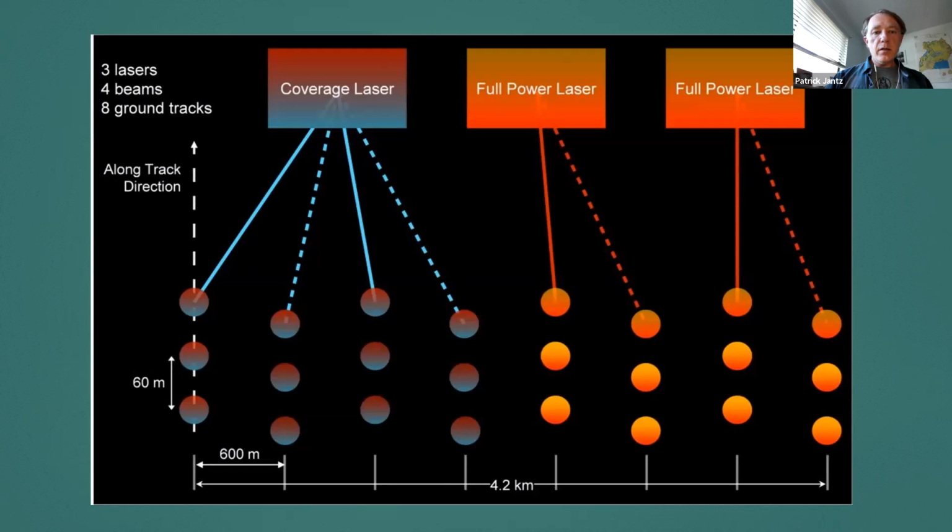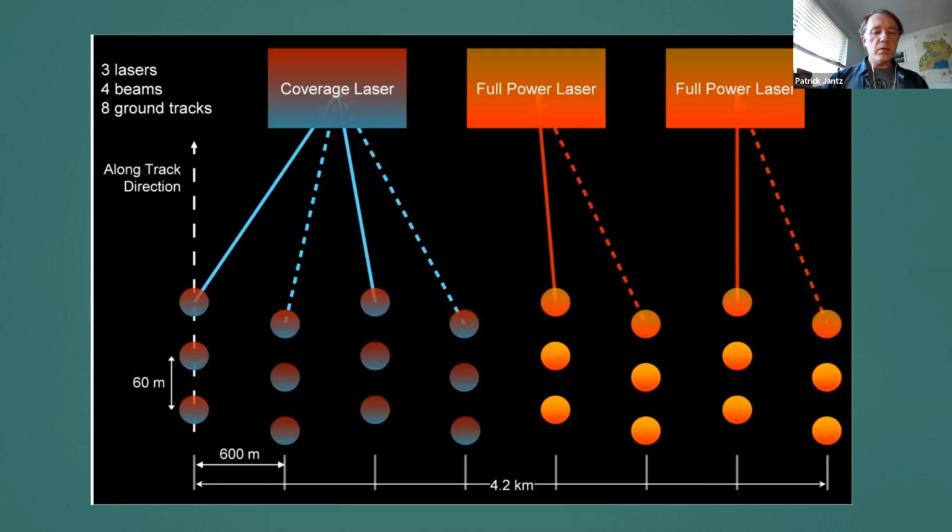So it's not wall-to-wall coverage; it's a sampling LiDAR. Here's a schematic of how that looks: 25-meter footprints separated by 60 meters along track and 600 meters across track. There are a couple of different types of beams, and in general these do a good job of penetrating canopy. The full power lasers can penetrate denser canopy, but we tend to get our best measurements from both during night, because there's less interference from the sun.